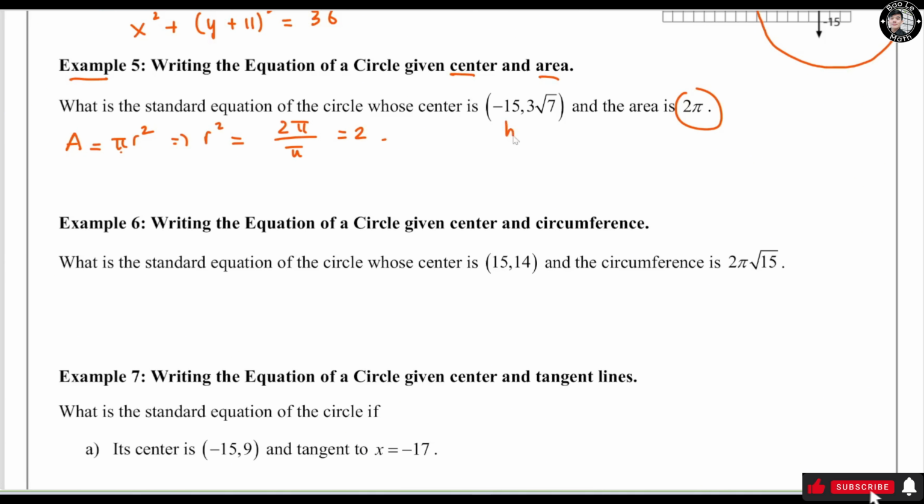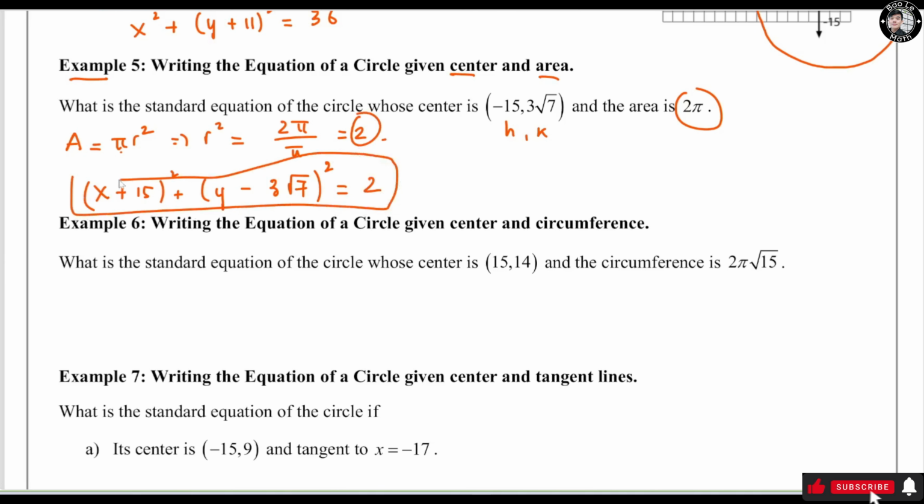The center right here is h and k. So we have x minus h, which is plus 15, squared, plus y minus k, which is 3 root 7, squared, equals the radius squared, which is 2 right here. And this one is the final answer.